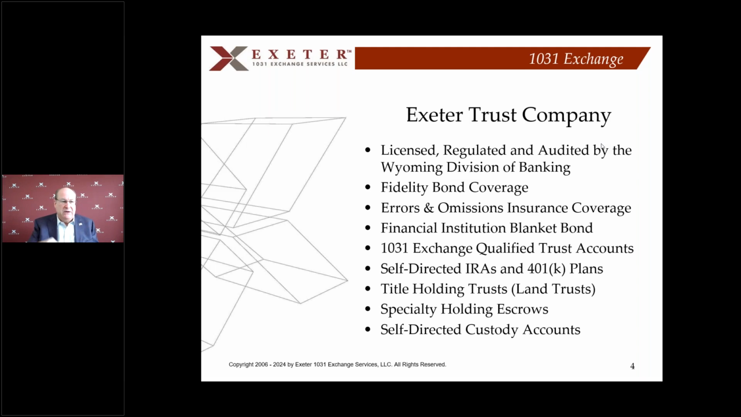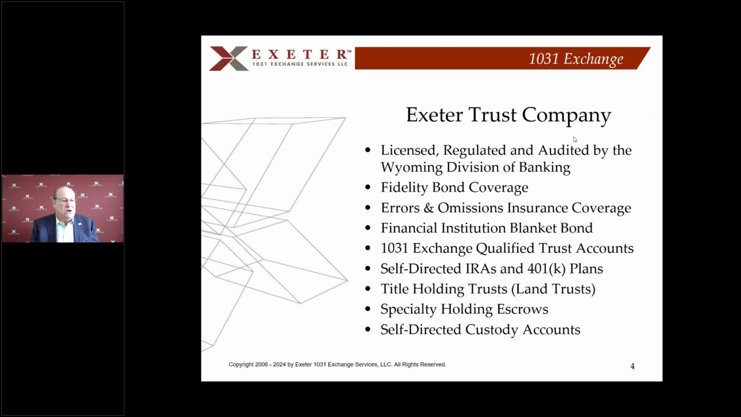And then by segue there, I mentioned our regulated entity is Exeter Trust Company, and Exeter Trust is licensed, regulated, and audited by the Wyoming Division of Banking. That means that we are subject to licensing requirements. There's regulatory requirements. That includes different types of insurance. It includes equity capital requirements. We are subject to very strict regulatory requirements as well as an annual audit.